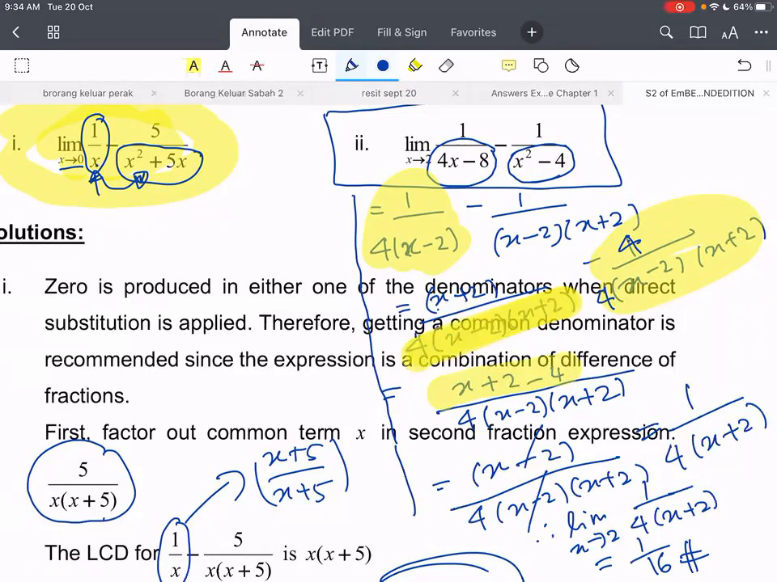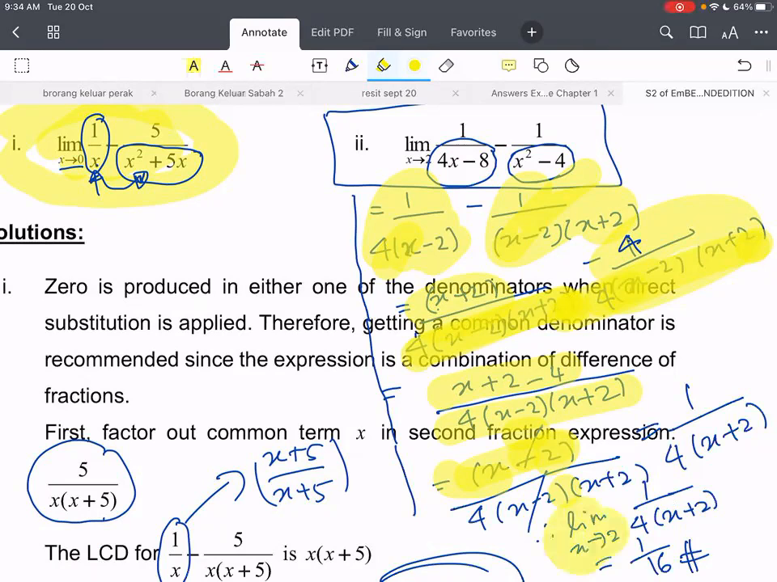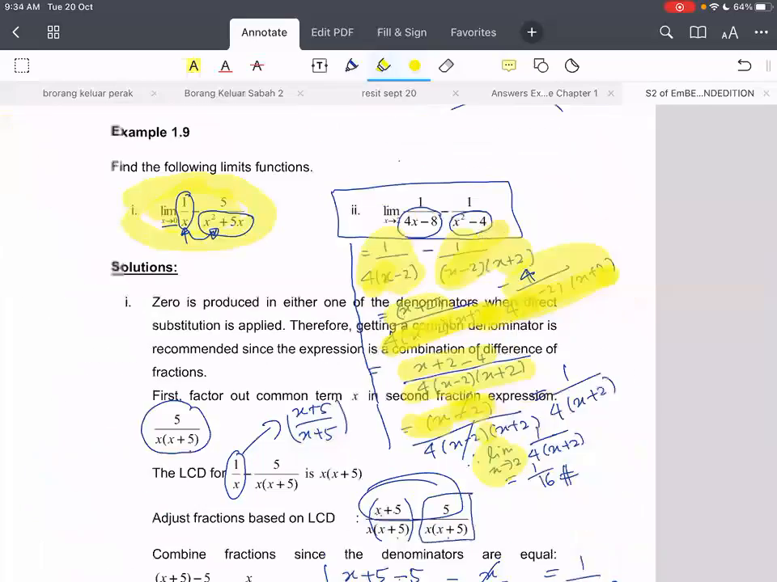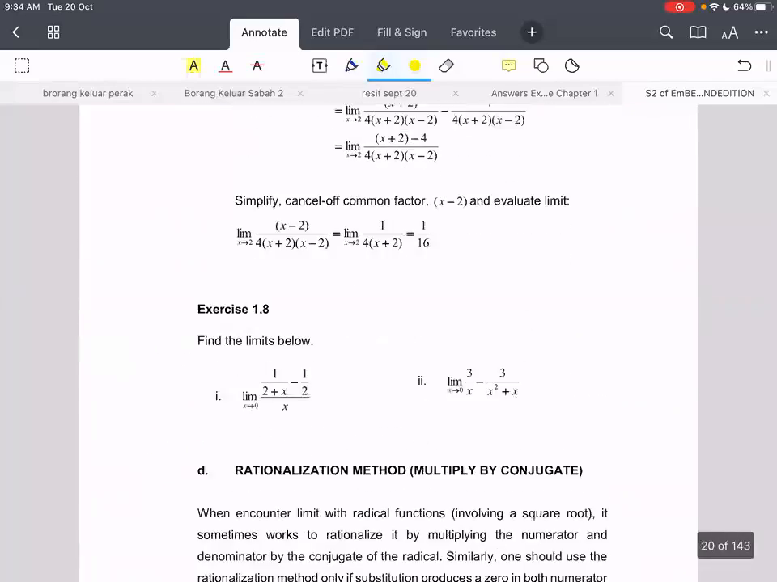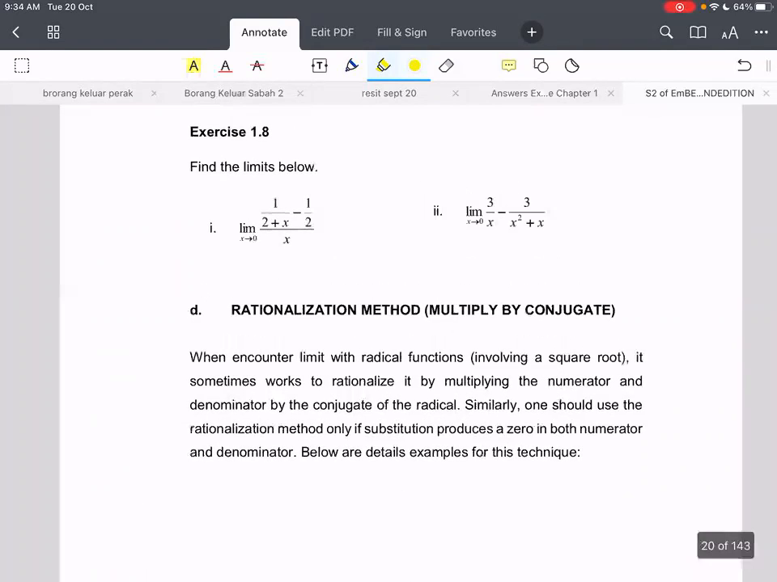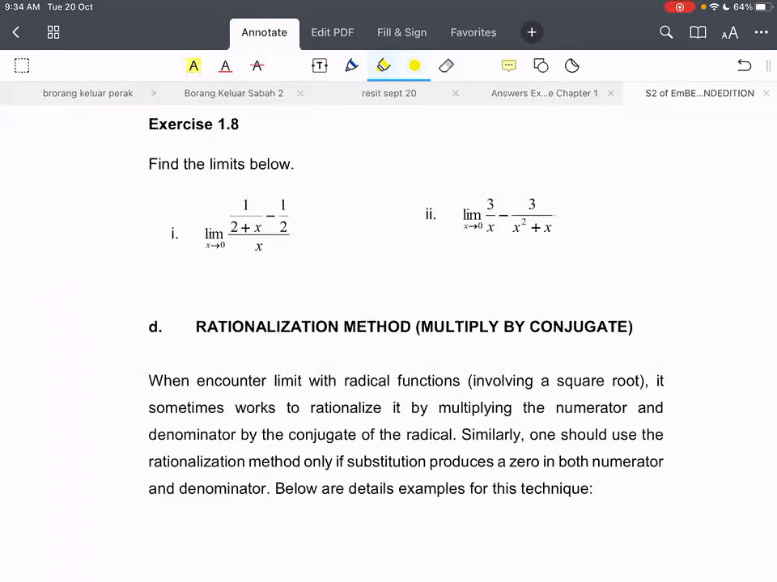So again, you need to evaluate both sides. In this question, we have two terms, the first one here and the second one here. And then you need to make sure that the denominator must be the same. Only then you can combine it and solve any expression in the numerator and denominator. Cancel it out and only then you can plug in the x value. So is that clear? If yes, then we can move to maybe exercise 1.8. You can copy this one, both of it.